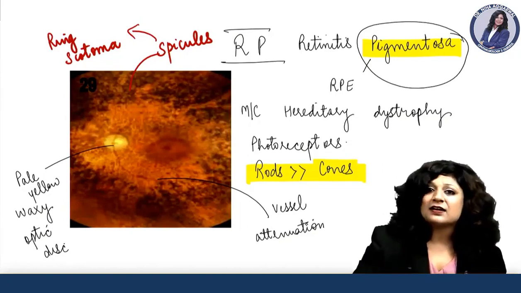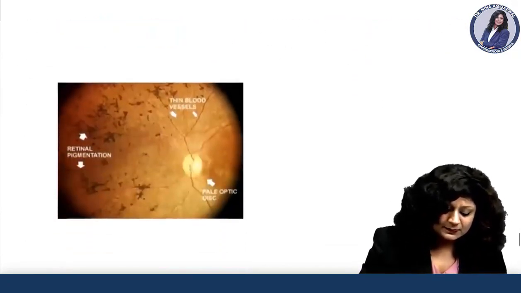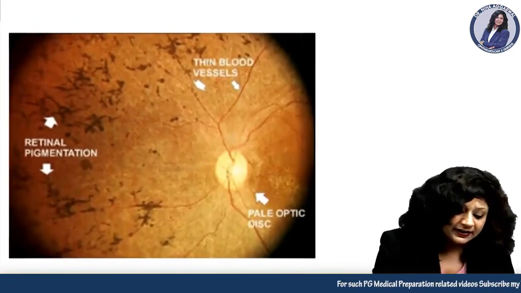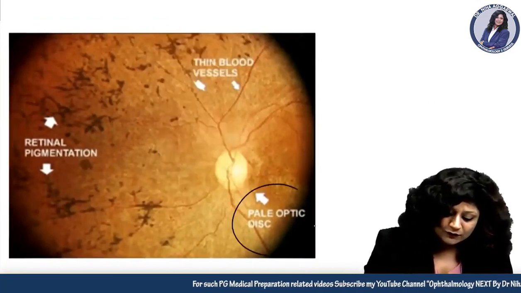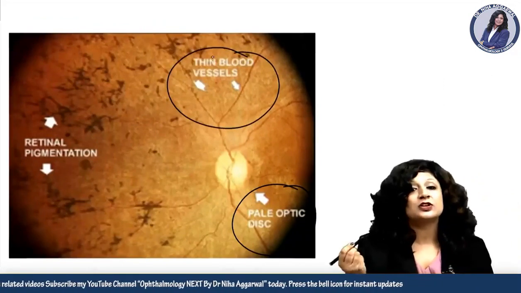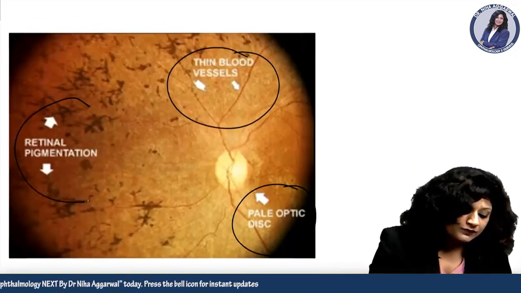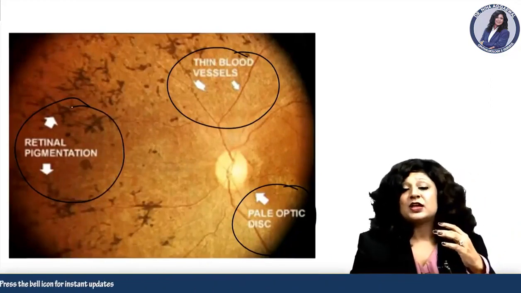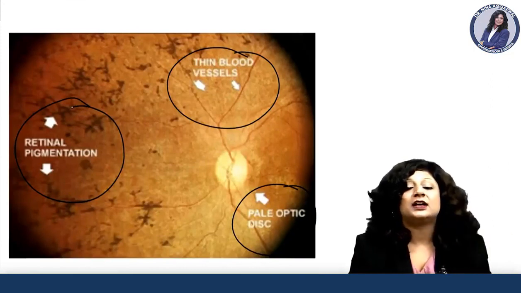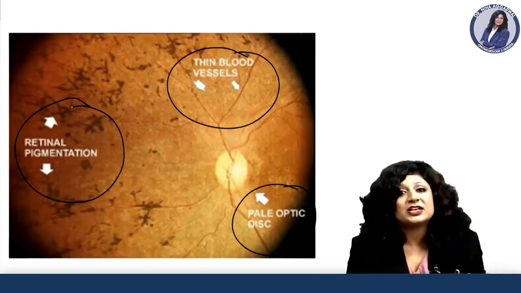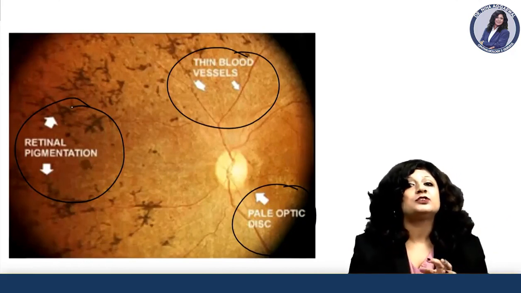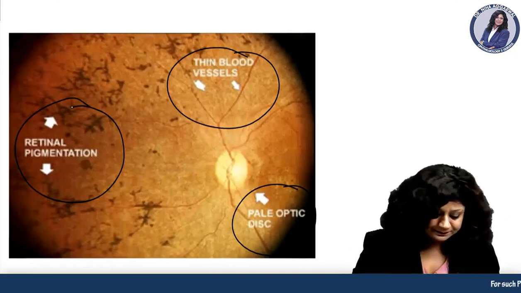If you see an earlier stage of retinitis pigmentosa, can you see this? We have got the classic triad here. We have got the pale yellow waxy optic disc. We have got thinning of the blood vessels, vascular attenuation along with the retinal pigmentation. Though the triad is present here, this is a very beginning stage, initiating stage, because the spicules are not dense enough here to cause the ring-shaped scotoma.